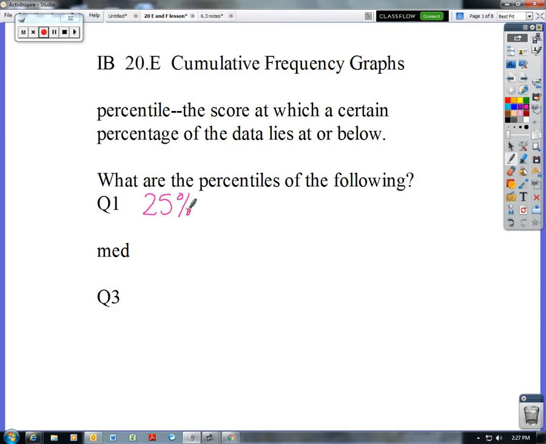The median is at the halfway mark, so 50% of the data will lie at or below. So in other words, the median is also the 50th percentile. You could think of it like this. And then quartile 3 would be the 75th percentile.